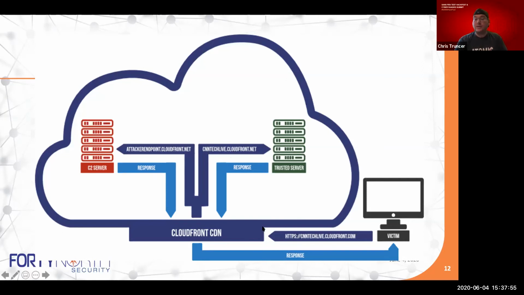However, if we can write malware that still points to this CNN Tech Live domain, but we modify the host header in that request to, in this case, be attacker endpoint.cloudfront.net, we're still going to use CNN Tech Live as our primary web request. Once it hits the CloudFront CDN, we're now actually going to our malicious endpoint that we control versus the real endpoint that's expected. And that is how we can sneak command and control traffic into and out of an environment using a highly reputable domain.